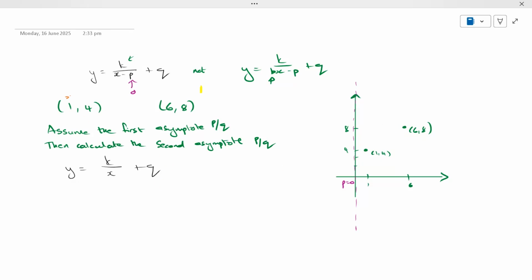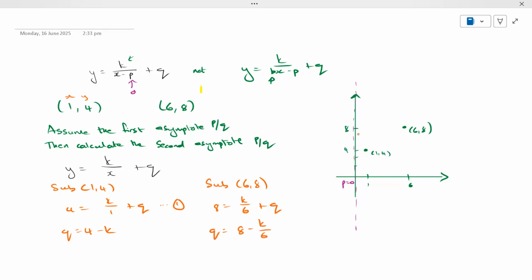So I substitute x and y in here. This is my first step, so sub 1, 4. We get 4 equals k over 1 plus q, and we call that equation number 1. Then we sub 6 and 8, and likewise 8 equals k over 6 plus q. In each case we can make q the subject of the formula: q equals 4 minus k, and q equals 8 minus k over 6. This is an important part because this is where you need to show this for marks.